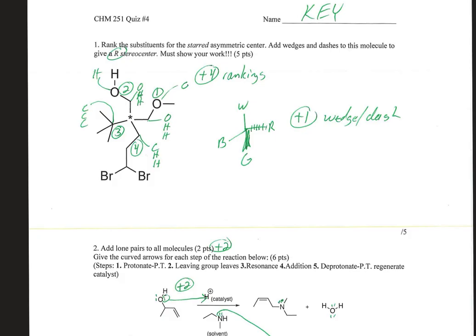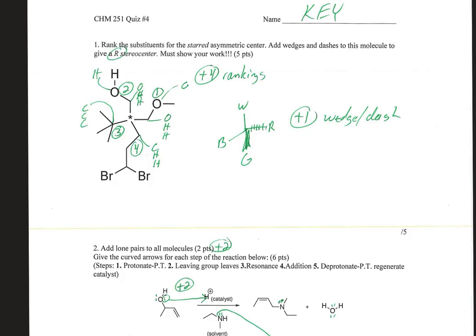So the biggest thing in these rankings is going one bond out at a time, right? It's not a total thing. It's not as though the high atomic number always wins. It doesn't matter what else is there. Now I do the rankings. What I would do is, right, I got 1, 2, 3, 4.